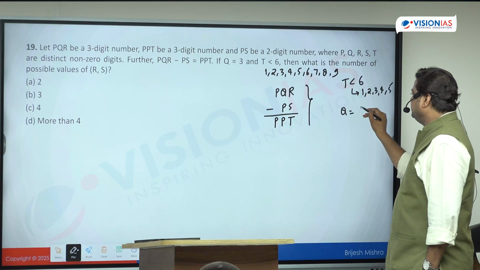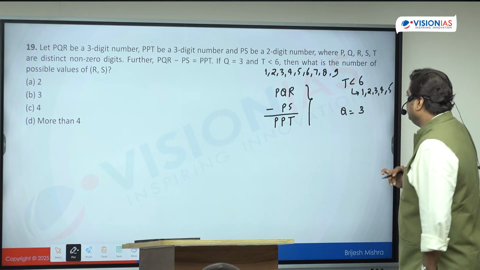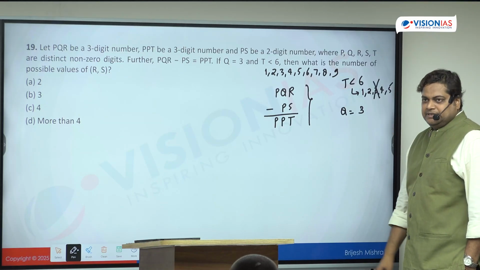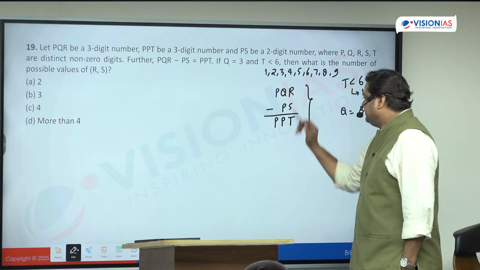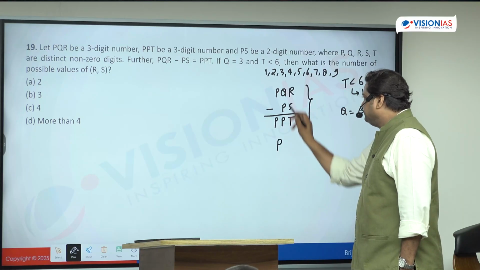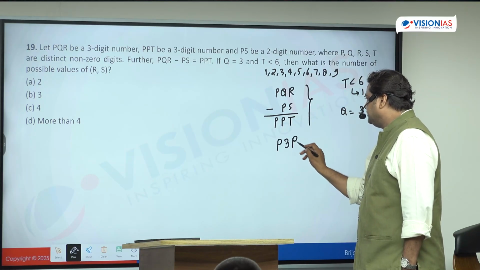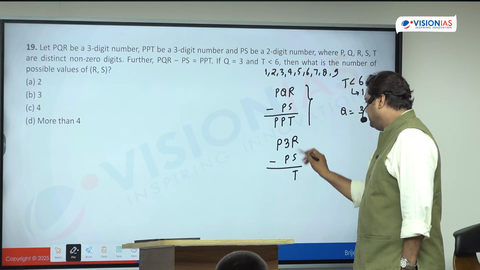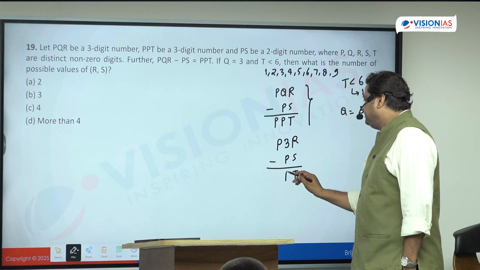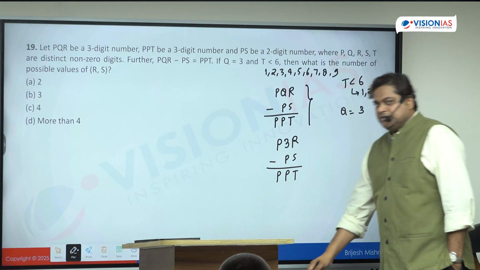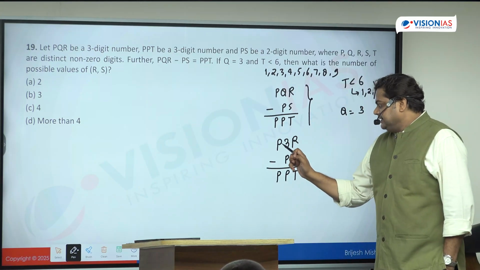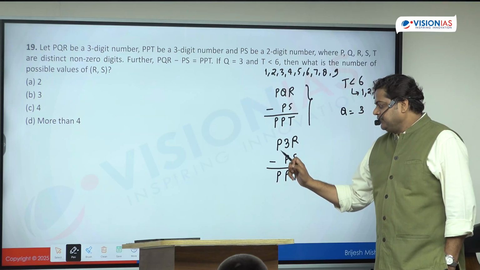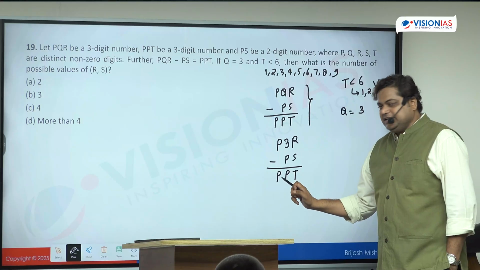And Q is equal to 3. This is the possibility we have. If Q is equal to 3, T cannot be 3. Then Q की value 3 है. If I write this way, P, Q की value 3, R minus P, S, finally we are getting the resultant value P, P. So if we observe this carefully, this is the 100th place digit, P. यहाँ से we are not subtracting anything and we are getting P.